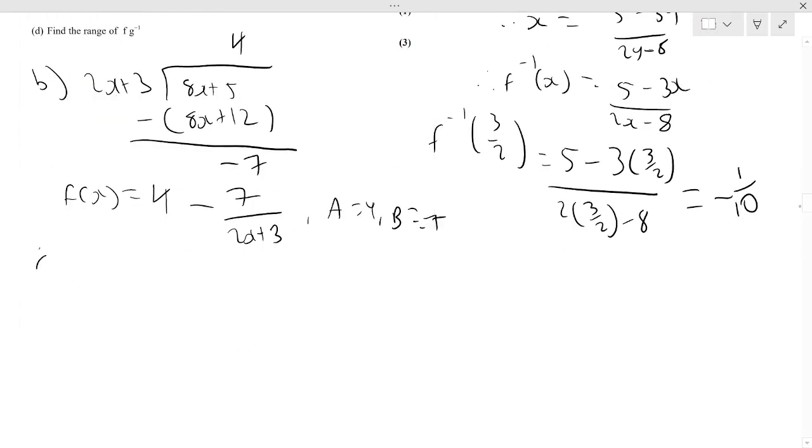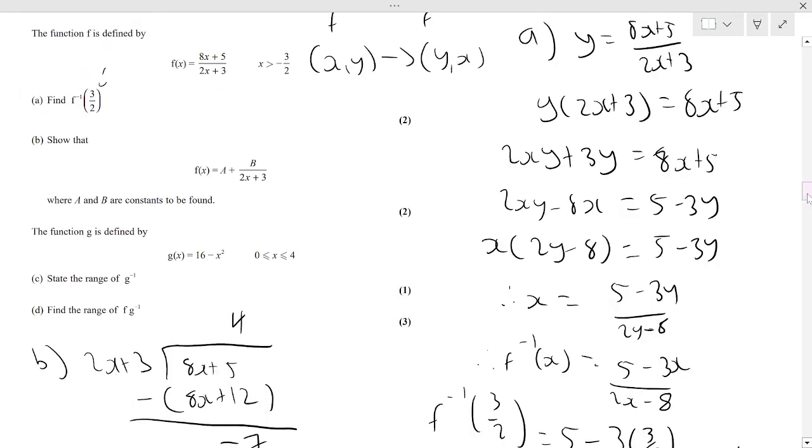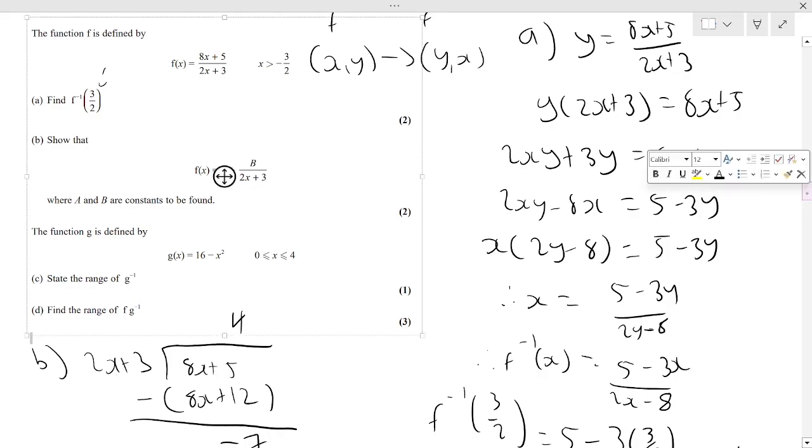Then we say part C. So what's part C saying? The function g is defined by g of x is 16 minus x squared, between 0 and 4. State the range of g inverse. Okay, so immediately notice it's 1 mark and it says state. So that means we don't have to do any working really. So I should be able to just see it.